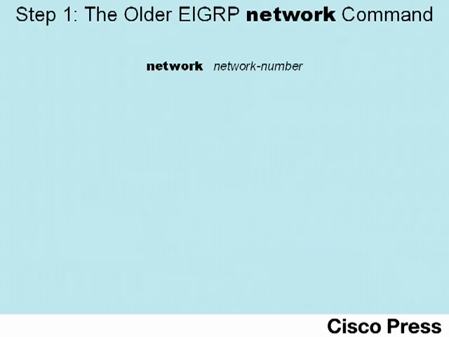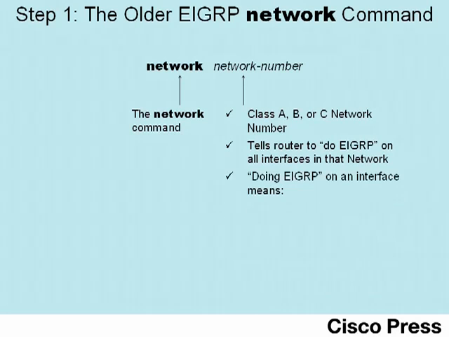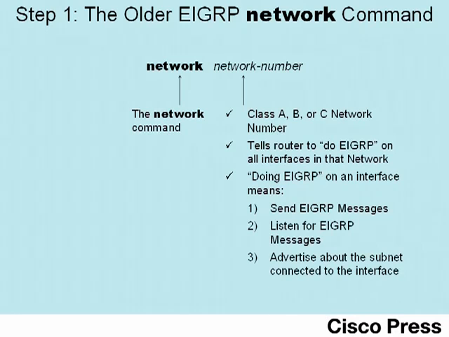To configure EIGRP in any network, you'll use the router EIGRP command followed by one or more network commands. Now the EIGRP network command has two basic styles. In the first style that you see here, there's a network command followed by a Class A, B, or C network number. This network command works just like the RIP network command because it tells EIGRP to do EIGRP on every interface on that router that's in that classful A, B, or C network. Now, doing EIGRP means sending EIGRP messages out each matched interface, listening for EIGRP messages coming in that interface, and advertising about the subnet connected to each of those interfaces.